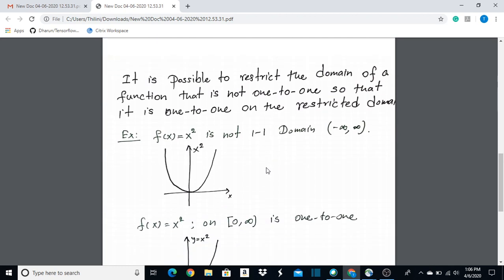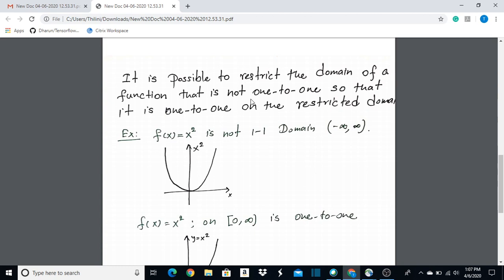Now here we're going to do a new thing. Let's say we have a function which is not one-to-one. You know that if it is not one-to-one, then it is not invertible, so there's no inverse function for that function. But we can sometimes make it one-to-one by restricting its domain. Let's look at this function. Here we have our parabolic function x to the power 2. We know that it is not one-to-one on the domain negative infinity to positive infinity.